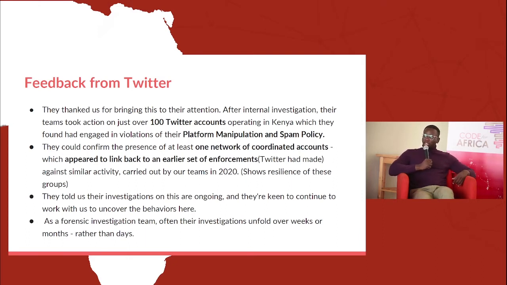Why, right? So, the truth is there's still a lot of work that needs to be done in terms of calling out these platforms, because the truth is removing accounts does not get rid of the problem. It's simply putting lipstick on a pig. And then they've told us that the investigations are still ongoing.